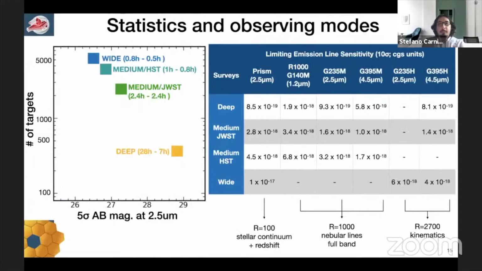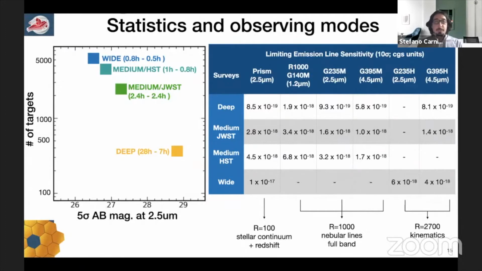Here you can see the number of targets as a function of the sensitivity in the prism at 2.5 micron for the 4 surveys. I split the medium into two programs, and within the brackets you can see the exposure time for the prism and for the grating. So in total we are able to observe more than 10,000 galaxies.